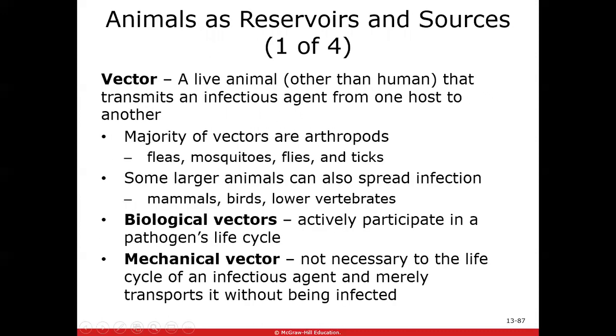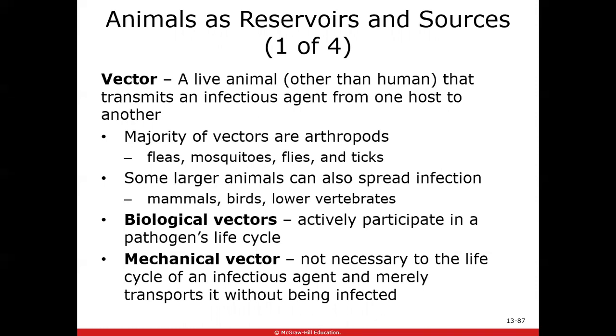Okay, then we talk about vectors. A vector is a live animal other than a human that transmits an infectious agent from one host to another. So the majority of vectors are arthropods. Arthropods are like fleas and mosquitoes, ticks, and flies. Some larger animals can also spread infection, like some mammals, birds, lower vertebrates. But the majority of vectors are arthropods because, let's say a tick will bite one animal that's infected, and then they will carry that to another individual.